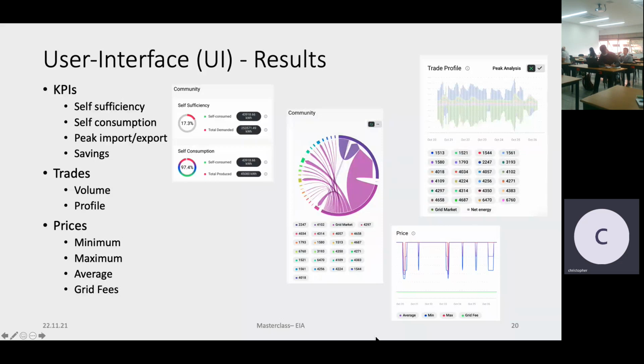We also have trades, volume, and profile. This one is my personal favorite. So the trades profile allows us to see which houses traded with who, how much energy they traded, and at what price. So all the different colors that you see here are different homes. On the top part are the homes that are buying energy on the market, and the bottom part are the homes that are selling energy. You also get different prices from the markets, so the minimum, maximum, and average prices, as well as the grid fees set by the DSOs.